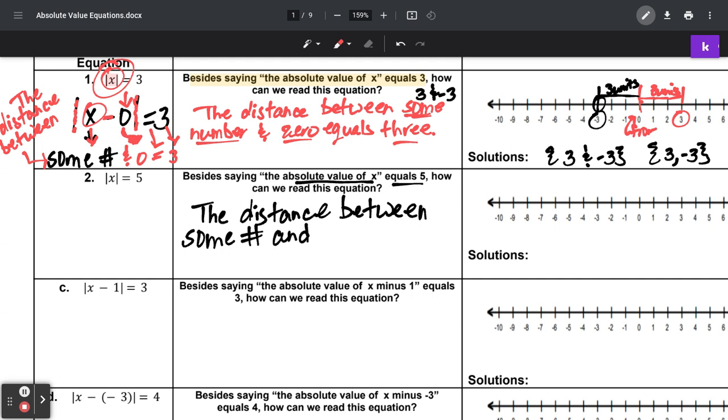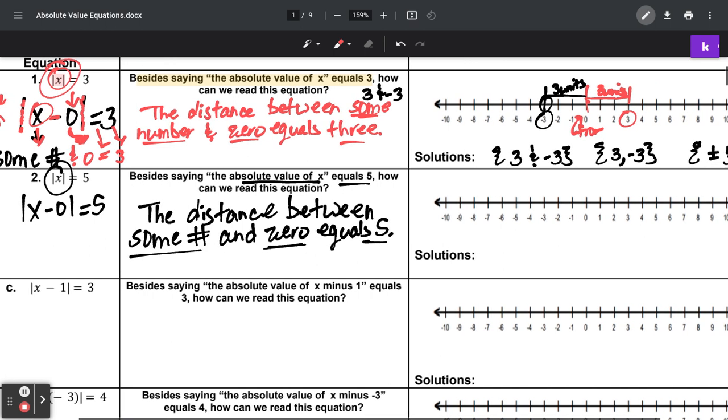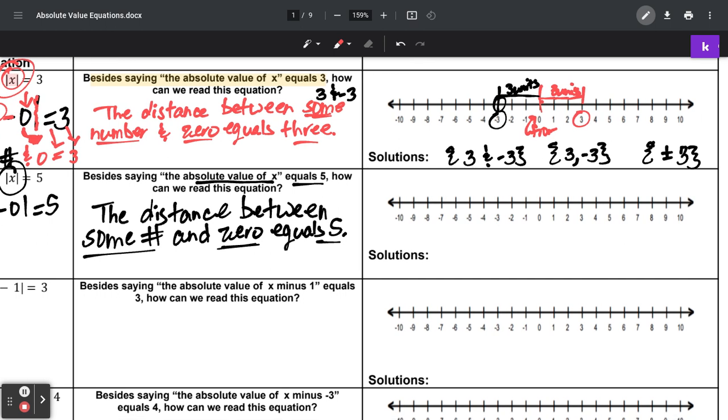The distance between some number and what? Well, look on the inside. Okay. That x is the same as x minus 0. So basically, it's the distance between some number and 0 equals 5. Now, you're just going to think to yourself, what number is 5 units away from 0? So it says the distance between some number and 0. So I got to pick a number that's 5 units from 0.